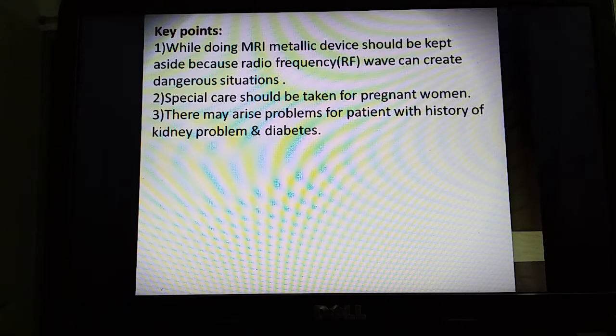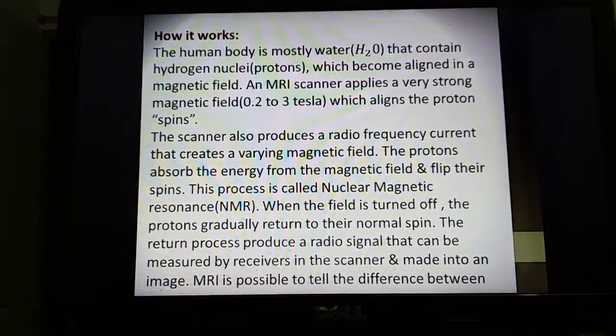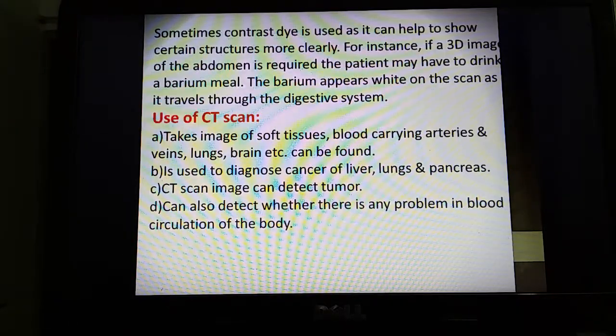So this is the overall discussion about CT scan and MRI machine. As I have told you earlier, these are two very important diagnosis elements. So you just try to know in detail about these elements, and if you have any question you can ask without any hesitation.